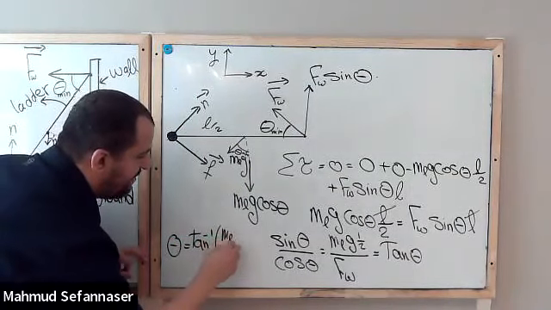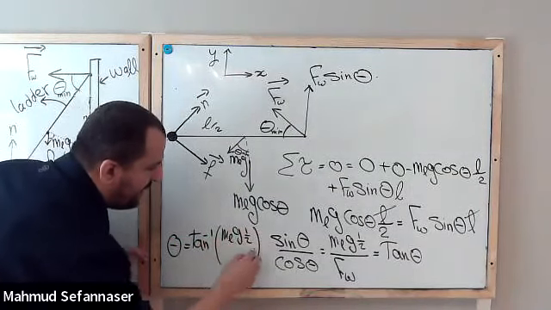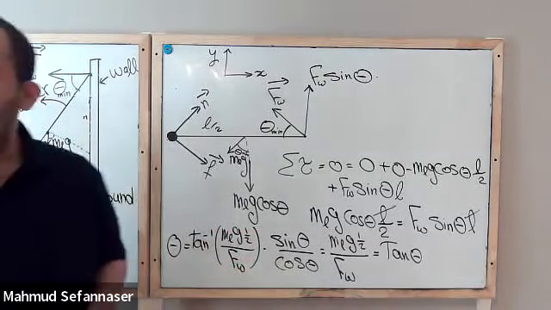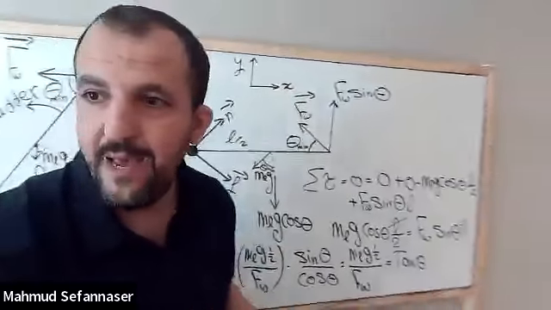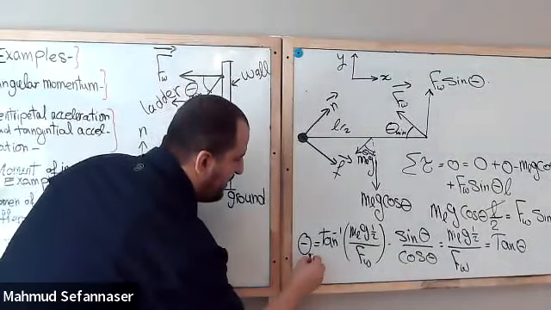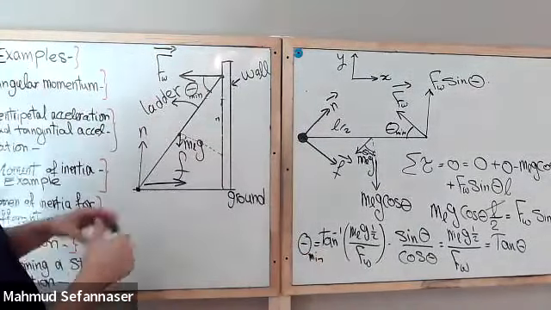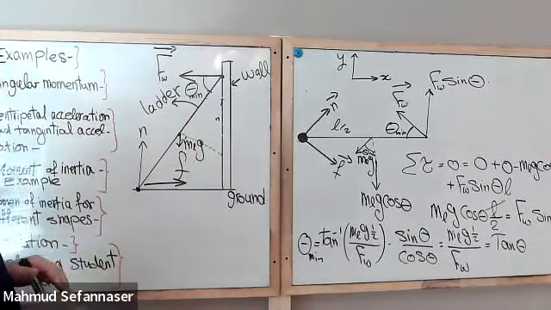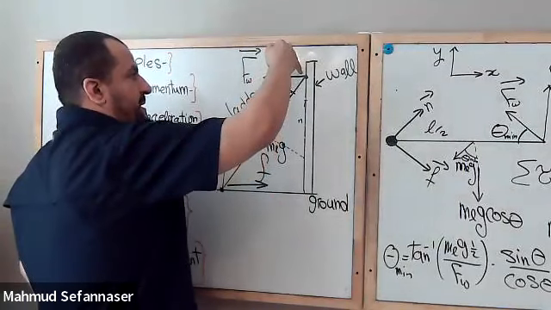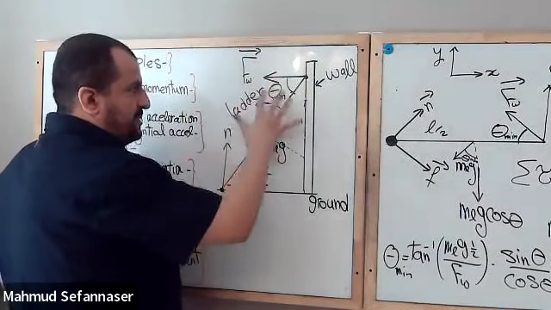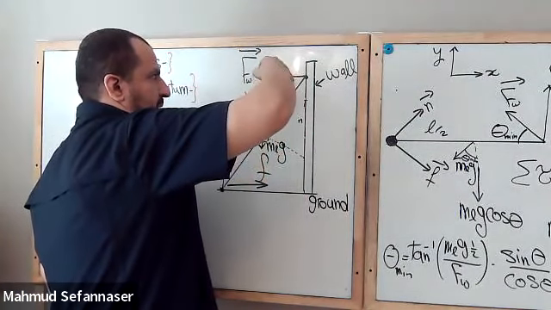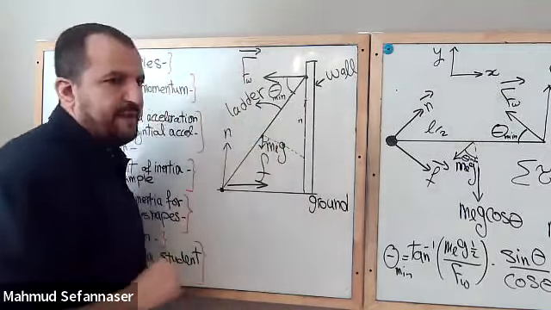And you need to have here m ladder times g times 1/2 divided by F wall. And that can help you guys to figure out the angle theta, or theta minimum here. The minimum angle that makes the whole system balanced. Because if I move this force a little bit in this direction or a little bit down, that will destroy everything. So I need to adjust this force, move it up and down until I balance everything.